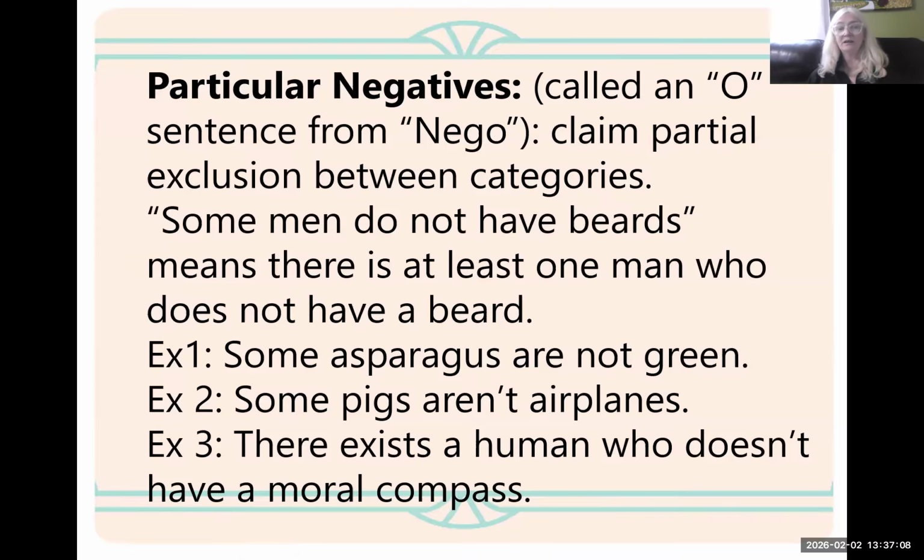So I can say some men do not have beards, which means there is at least one man who does not have a beard. I want to stop for a second and just say, if I say some man has a beard, that does not logically imply that there is somebody who does not have a beard, just as if I say something has mass, it does not logically imply that something does not have mass, okay? So here are particular negatives. Some asparagus are not green. Some pigs aren't airplanes. There exists a human who doesn't have a moral compass.